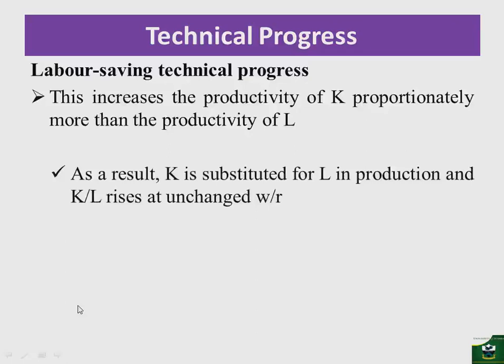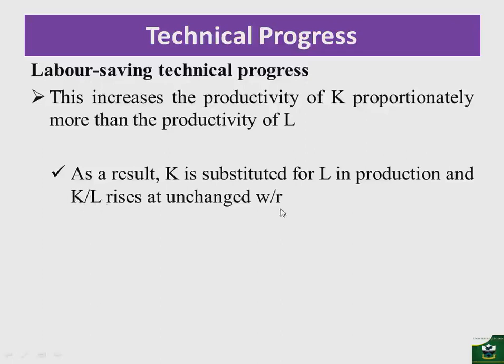So as K is substituted for labor in production, the capital labor ratio will rise because you are increasing your capital units and reducing your labor units. Therefore, if the numerator grows compared to the denominator, it means that the whole of this ratio will rise, given that the factor prices are constant.